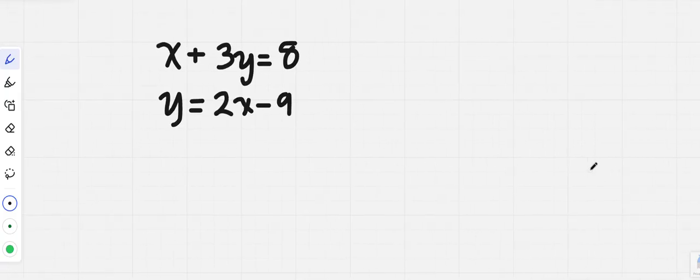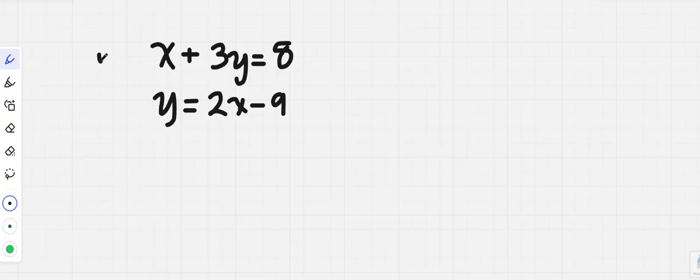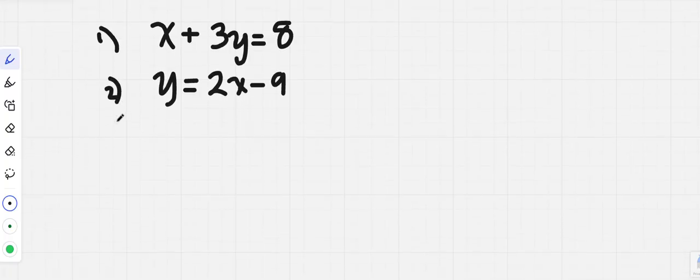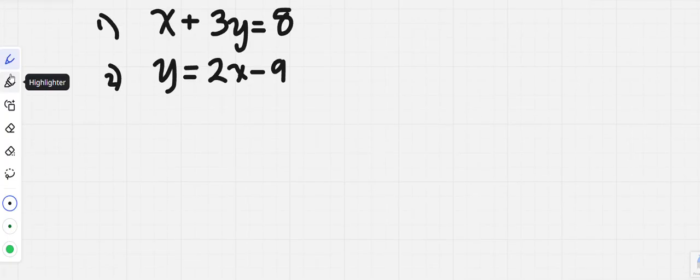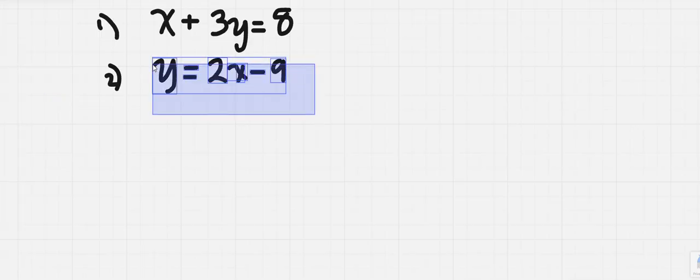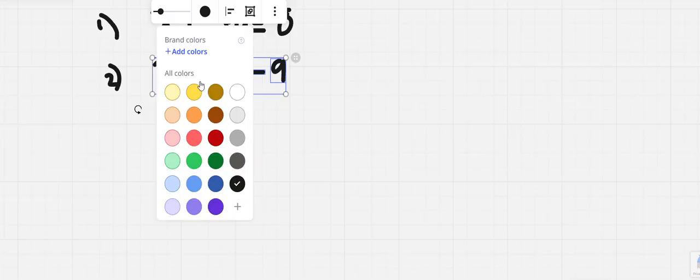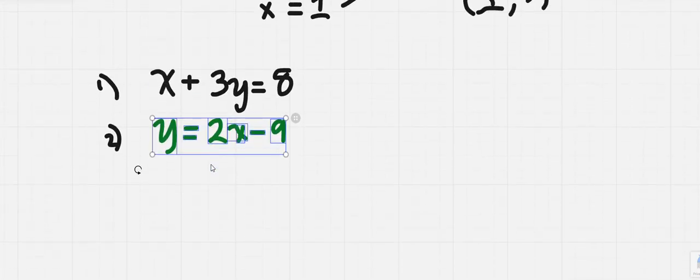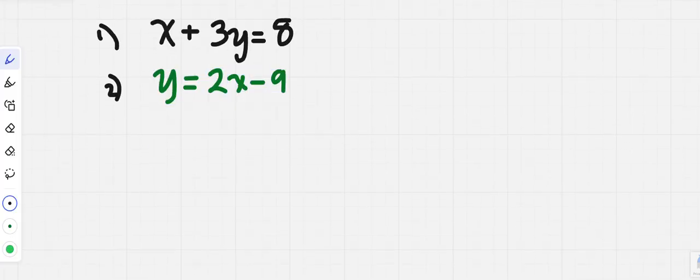Let's go to our next one: x plus 3y equals 8. First, let's label our equations, equation 1 and equation 2, to keep our work organized. Since equation 2 is already isolated to just one variable on the equal side, we're going to use that to substitute into equation 1. So let's rewrite equation 1: x plus 3y equals 8.